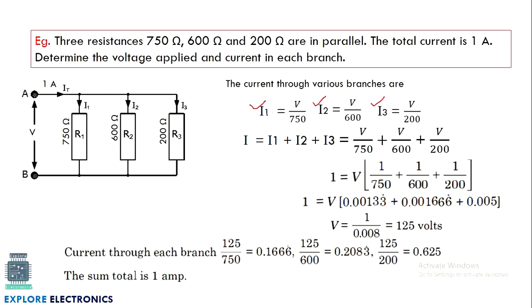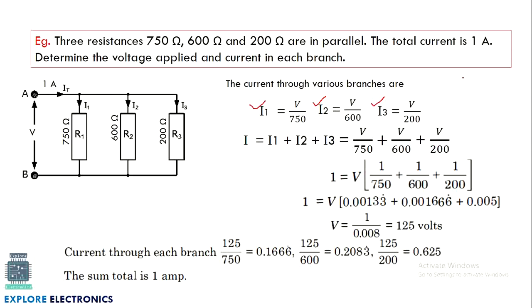Current I1 is equal to V divided by 750 ohms, I2 is equal to V divided by 600 ohms, I3 is equal to V divided by 200 ohms. But we need to find out this V, right? So the total current I is equal to I1 plus I2 plus I3. This is equal to the addition of the individual currents, that is V by R1, V by R2 plus V by R3.